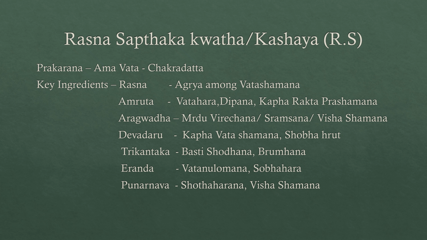And Amrita, as we all know, is also Vatahara, Deepana and Kapha Rakta Prashamana. Also, this medicine is Vishashamana in nature. Aragwadha will provide us Mridu Virechana, Sramsana, Vishashamana and Koshta Shuddhi. Devadaru is Kaphavata Shamana and Shophahrit. Trikantaka is Basti Shodhana and Brimhana. Eranda is Vatashamana, Vatanulomana, Vrishya, Shothahara, etc.